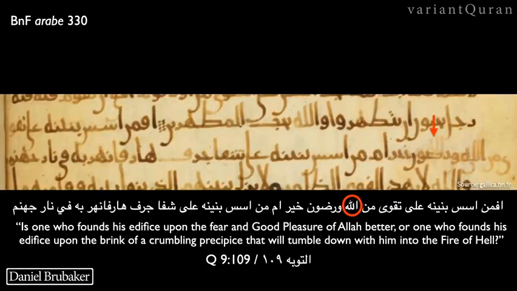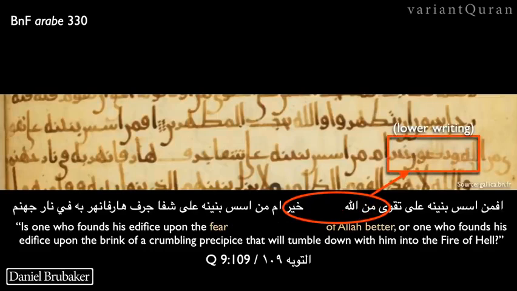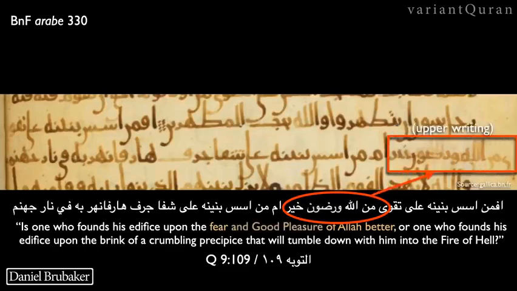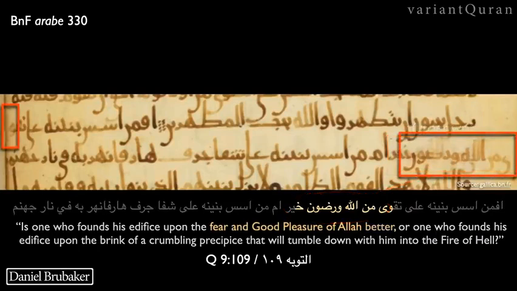So clearly this text was first written without the word Ridwan, and was read as "one who founds his edifice upon the fear of Allah better, or one who founds his edifice upon the brink of a crumbling precipice." And there's no question in my mind that that's what was first written in this manuscript. All right, so the word Ridwan was left out. And then it was later erased and extended out into the margin to make room for that word. All right, let's take a look at our third example here.